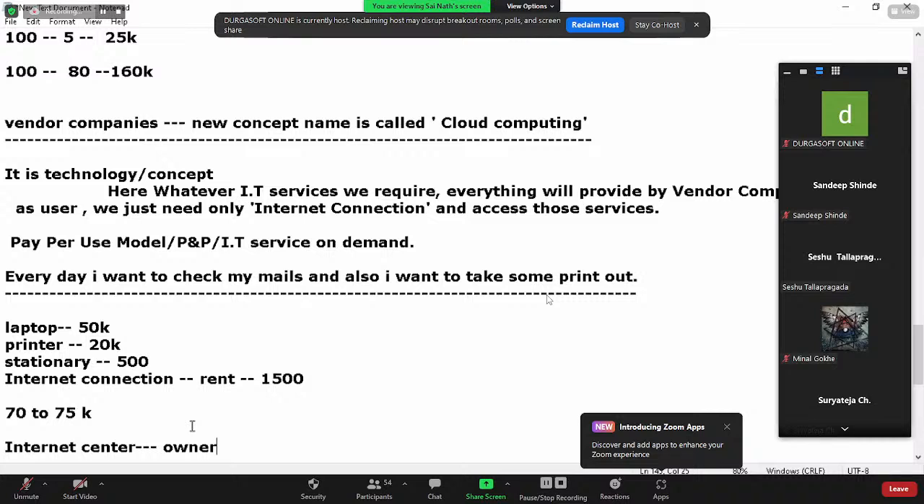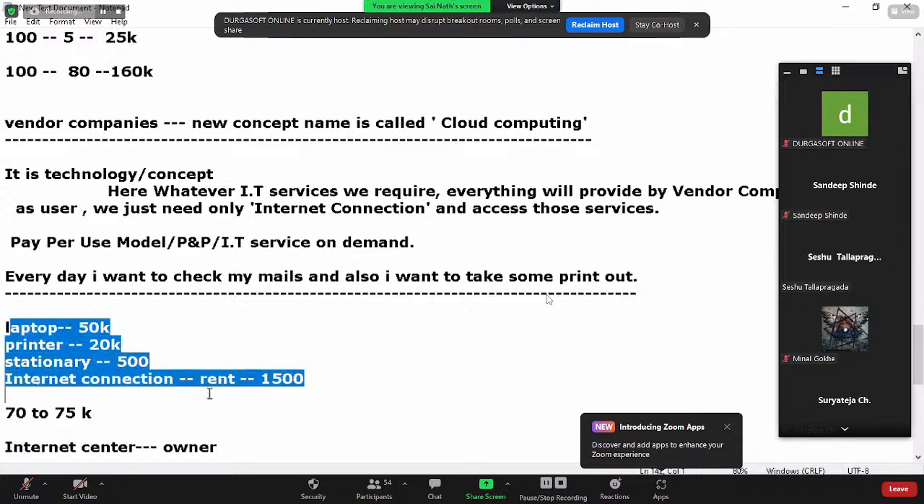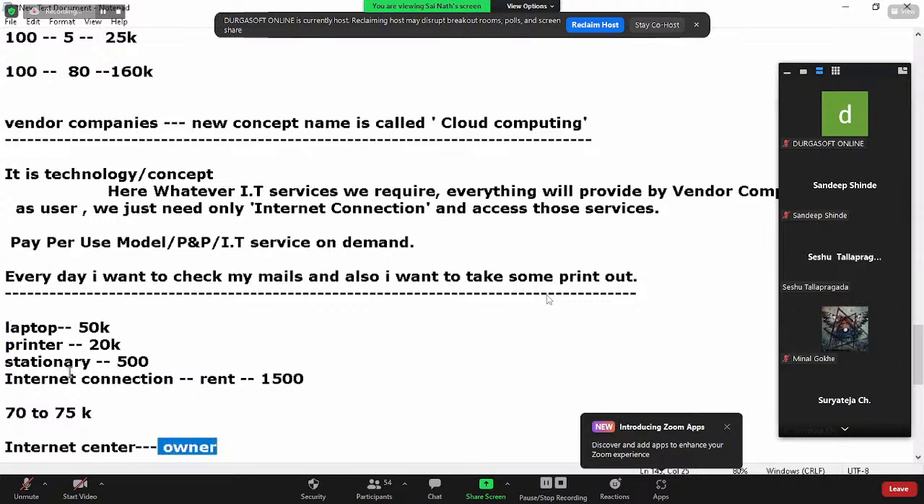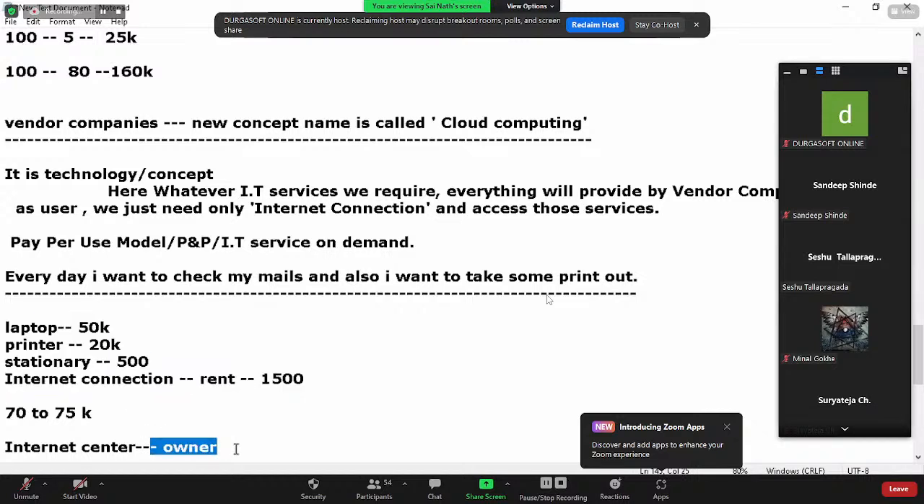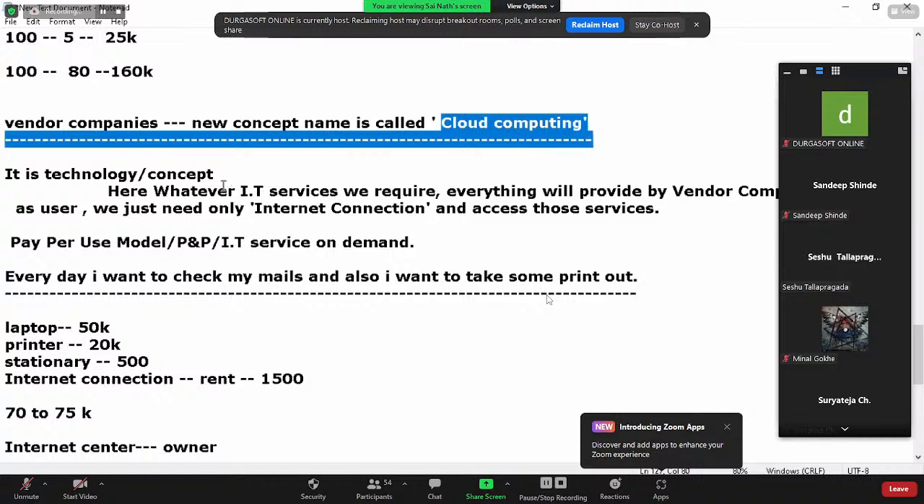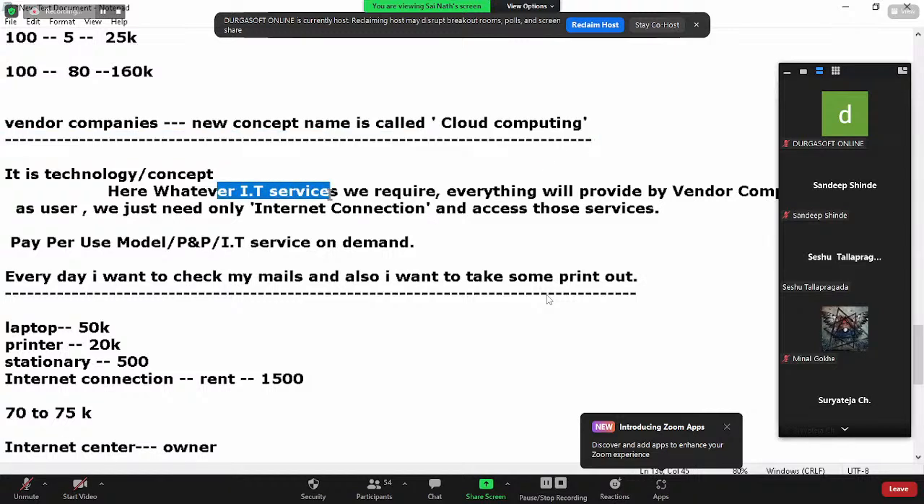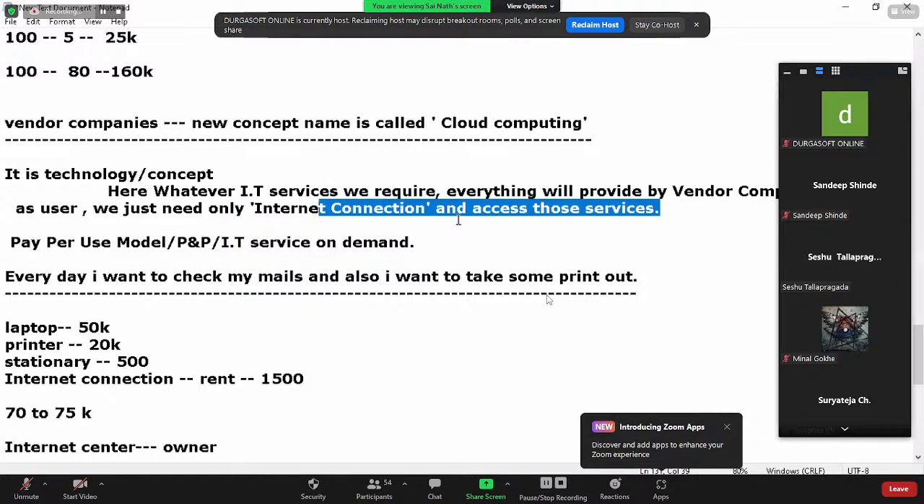I no need to pay anything extra. Okay, this is called what? Pay-per-use model. So I hope all of you understand this example. Here, everything provided by whom? Internet center owner. Yes or no? Your laptop, your computer, your printer, your stationery, internet connection, everything given to whom? Owner. As a user, we just go there and access the services and pay the amount and come back. In the same way, here also, in cloud computing also, whatever services you require, everything provided by vendor company. As a user, we just need only internet connection and access those services.